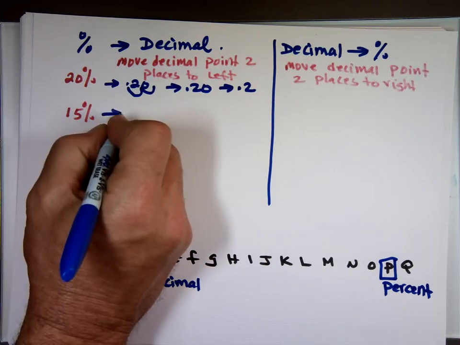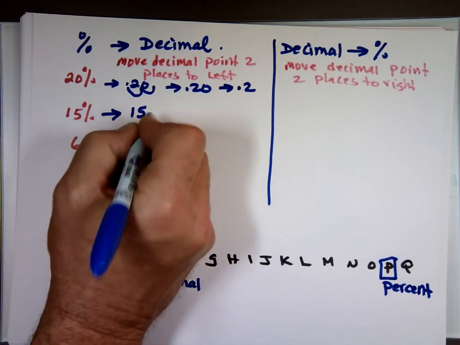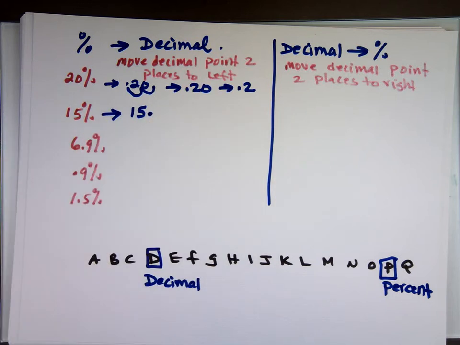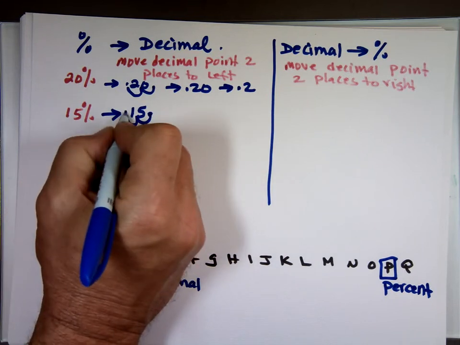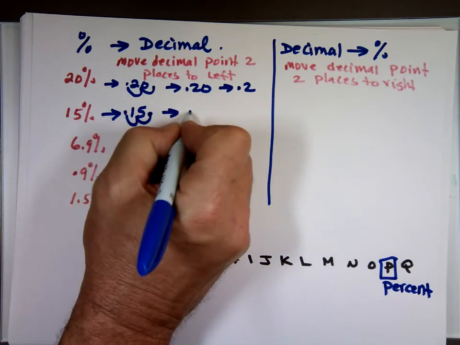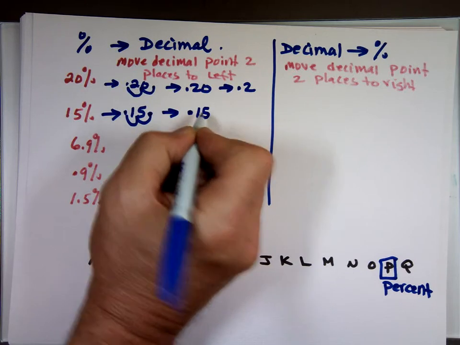The 15%, there's my decimal point. Move it two places to the left. 1, 2. That number becomes what? 0.15.